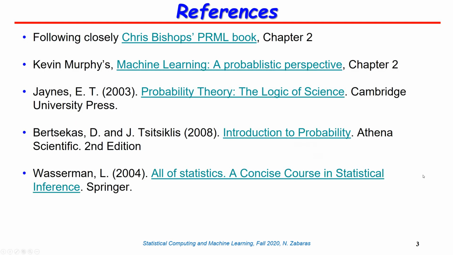Alright, so the references are the same as in lecture 1, and again I recommend Chris Bishop's book that doesn't have many requirements beyond a very basic knowledge of probability theory, and chapter 2 will cover most of the topics that we will see in the lecture today.